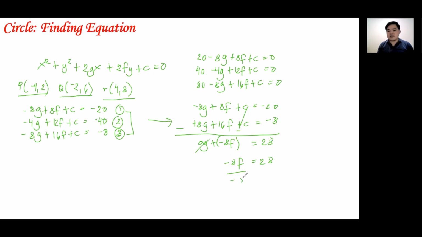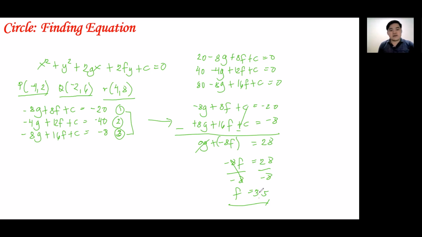And dividing both sides by negative 8, so that is negative 8 cancelled out. F now is equal to what? Let's divide using our calculator. That is 28 divided by 8. I think that is 3.5. Okay, so that is 3.5. So we have already our F. Okay, so if we have already our F, what do we need to do next?